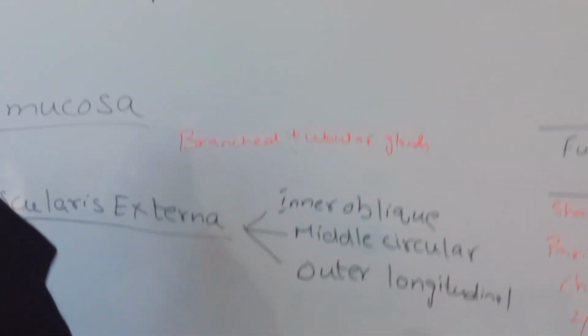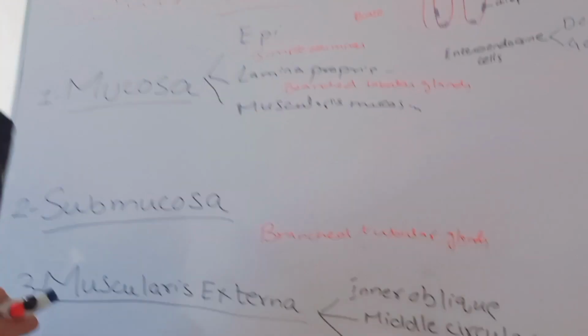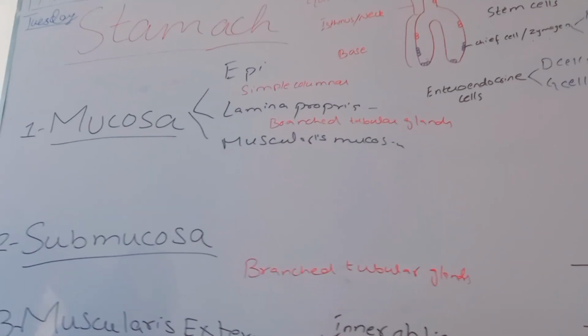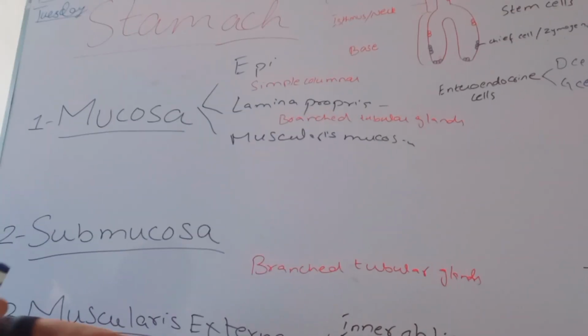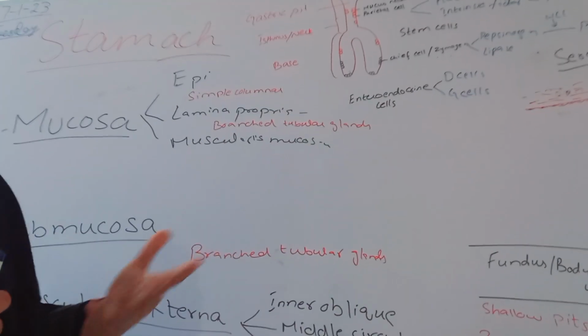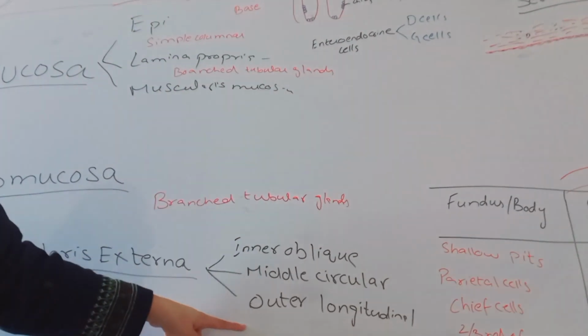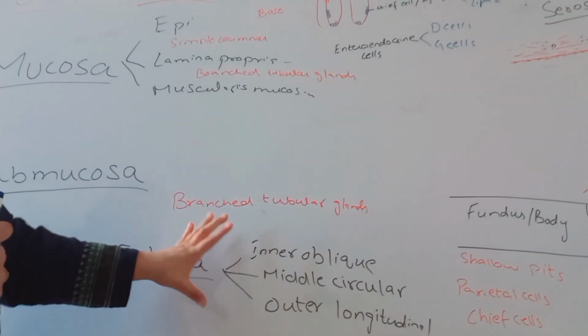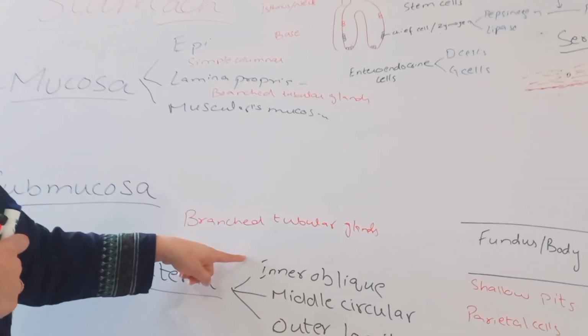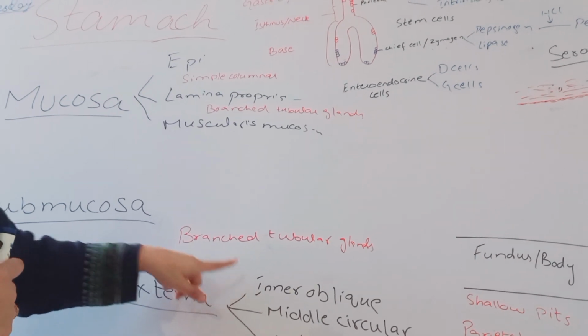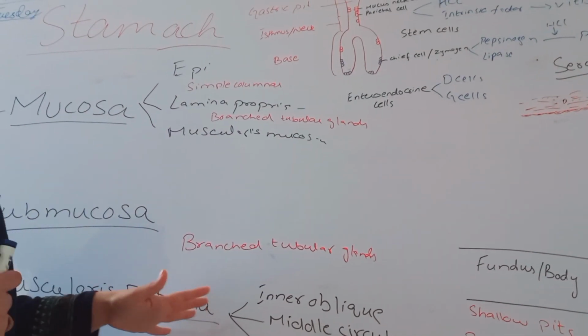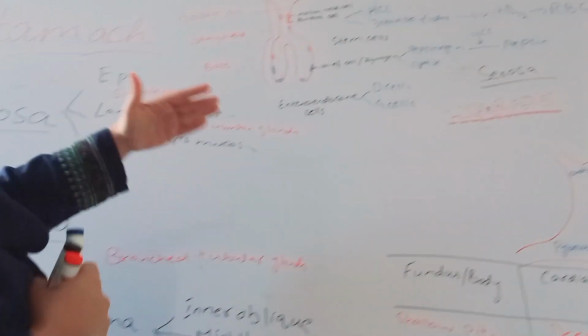So now we will discuss the submucosa. The submucosa again has the branched tubular glands in the stomach, and in the muscularis externa there will be 3 muscle layers: inner oblique layer, middle circular, and the outer longitudinal muscle layers. So this is the difference, because there is an addition of another layer, which is the oblique muscle layer. So the last layer is the serosa.